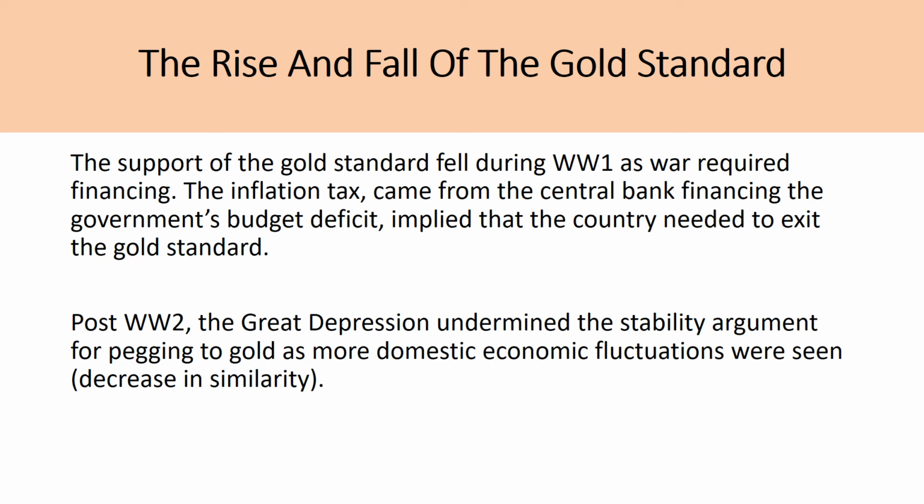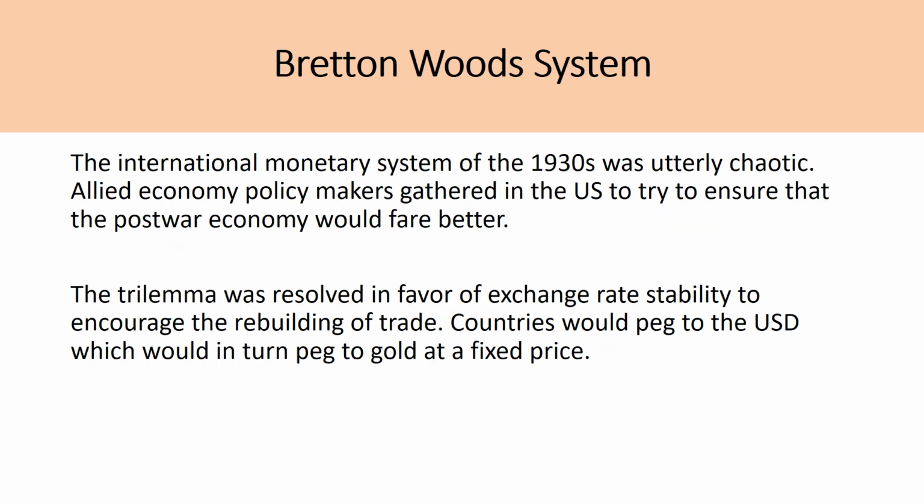And really post-World War II, eventually, the strength of the U.S. dollar emerged and the Bretton Woods system became true. So the international monetary system of the 1930s was utterly chaotic. Allied economy policymakers gathered in the U.S. to try to ensure the post-war economy would fare better. The trilemma was resolved in favor of exchange rate stability to encourage the rebuilding of trade.